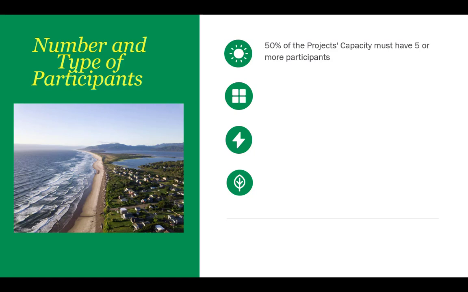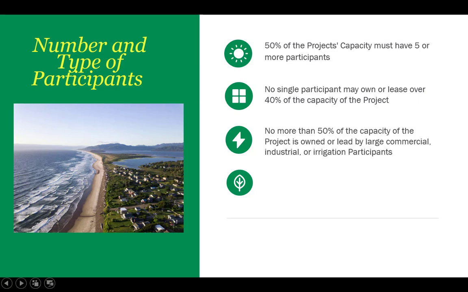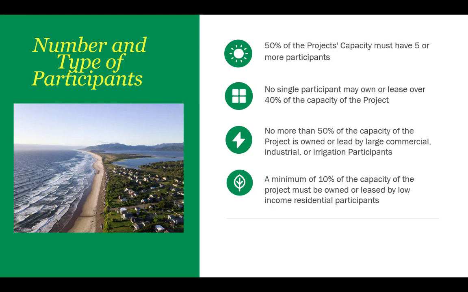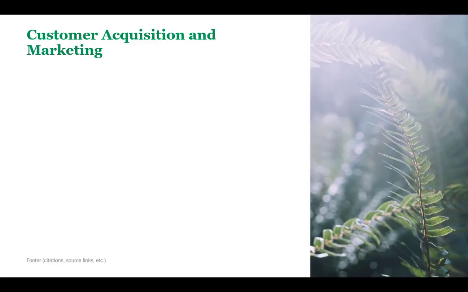At the time of certification, the program administrator will verify the following criteria: that 50% of the project's capacity is subscribed with 5 or more participants, that no single participant owns or leases over 40% of the capacity of the project, that no more than 50% of the capacity of the project is owned or leased by a large commercial, industrial, or irrigation participants, and that a minimum of 10% of the capacity of the project is owned or leased by low-income residential participants.